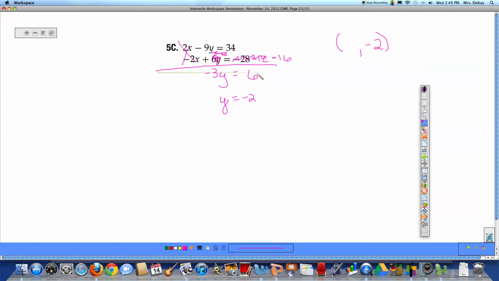And then divide by negative 2. You get positive 8. Now, independent and consistent. Yeah, good. It's independent and consistent.